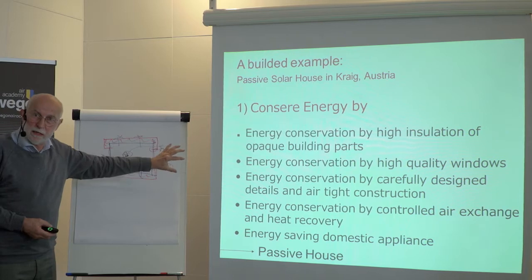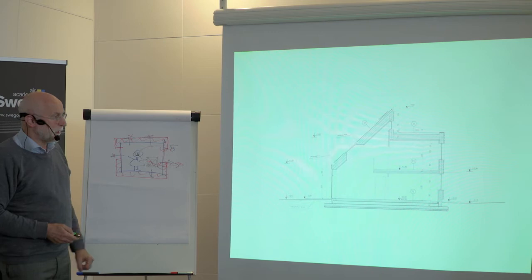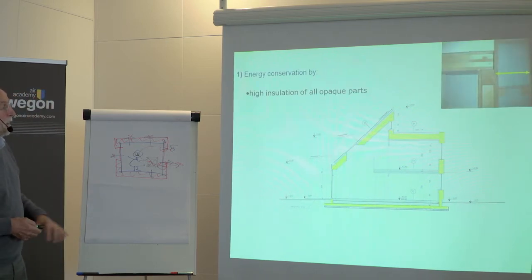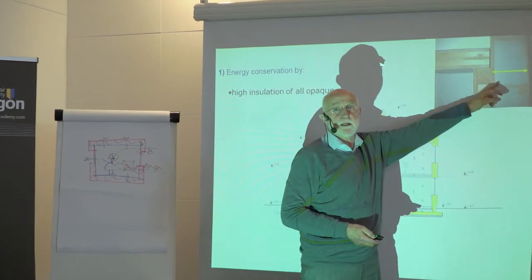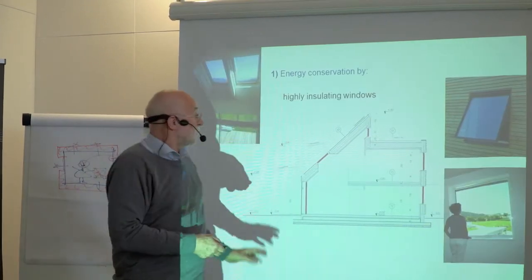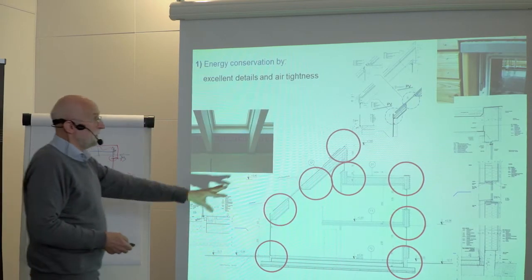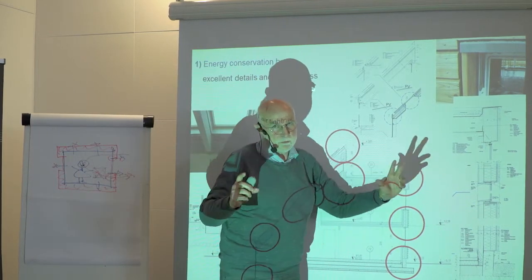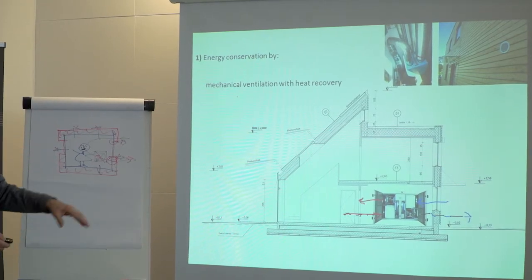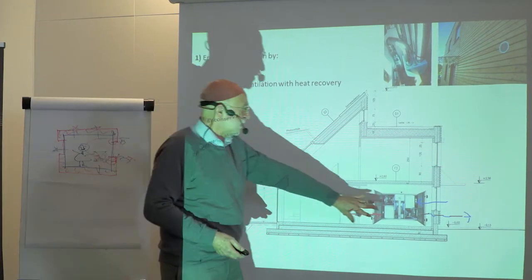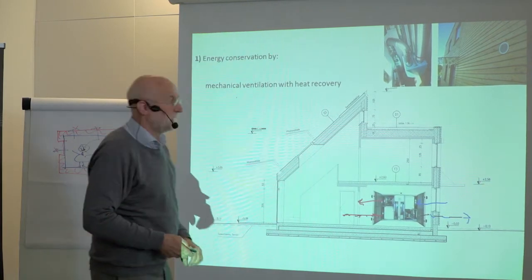Let's look at a built example. It's repeating the same hierarchy. It's a project we realized. We have a very good insulation all around the building, in this case made out of paper. We have very good windows, triple glazed, a lot of detailing by the architect. It's a lot of work for the architect. And we recover the heat from the used air, transmitting it to the incoming air.